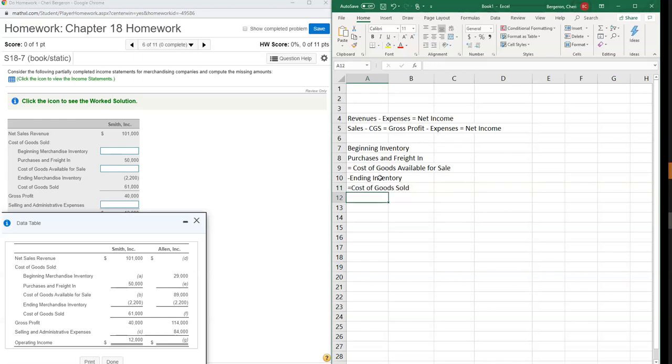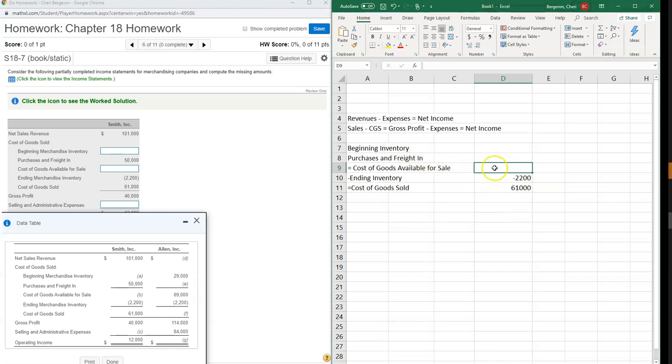Right, so then just using problem-solving skills, we can figure this out. So let's look and see what we have. Right now we have net sales revenue. And then here's the cost of goods sold statement. And we know that our cost of goods sold equals $61,000. So I know $61,000 goes there. I also know that my ending inventory is negative 2,200, sorry, 2,200. But what I don't know is what my cost of goods available for sale is.